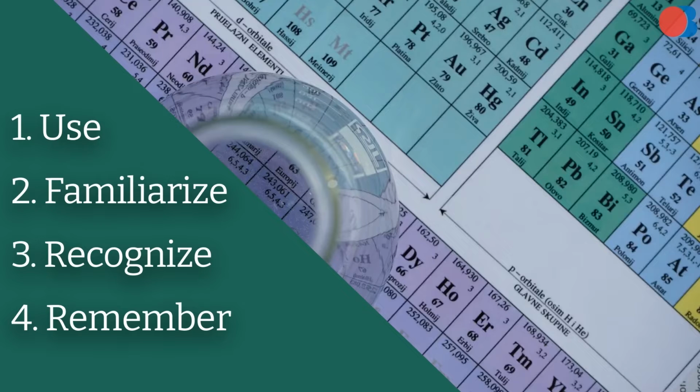Some of the symbols are derived from Latin language, such as sodium stands for Na, which means natrium in Latin. Whereas some chemical symbols are derived from English, such as O, which stands for oxygen.